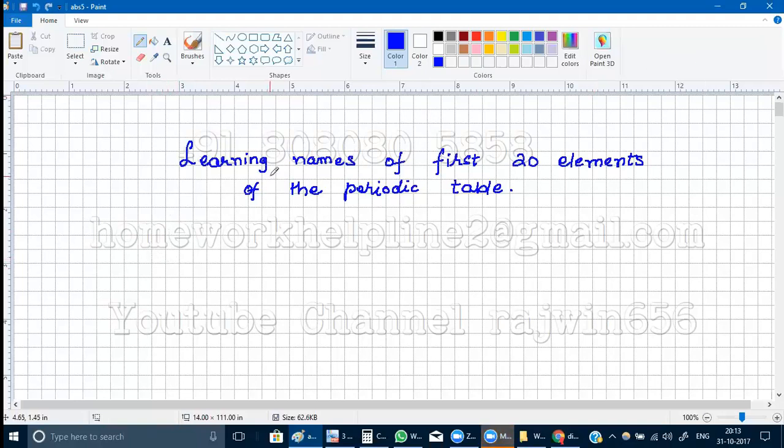See, now learning names of first 20 elements of the periodic table. In the previous class, I have given you the definition of atomic number. It is the number of protons present in the nucleus of an atom.